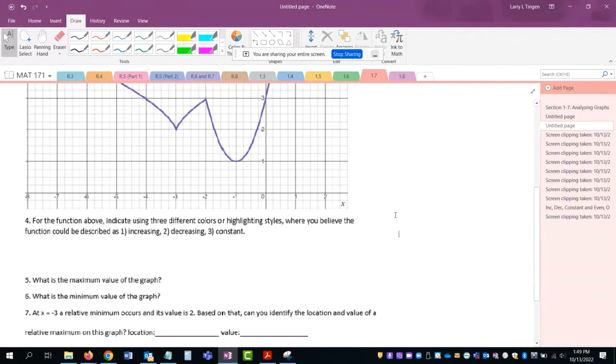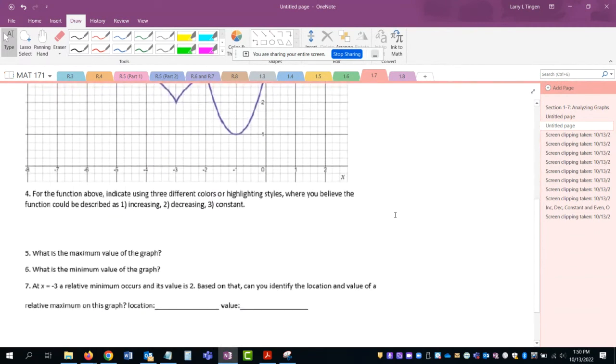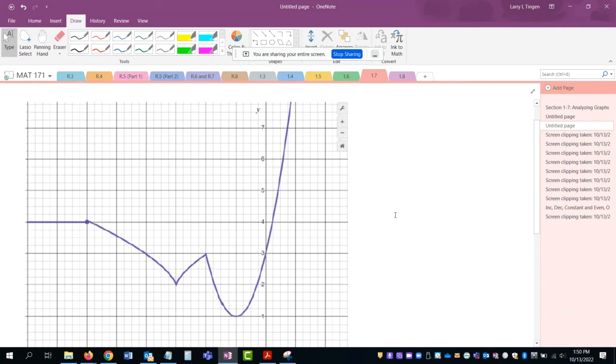We want to do 3 different highlighting styles. We want to talk about where this is increasing, decreasing, and constant, and then what's the maximum value and what's the minimum value. All right, I'll be right back.